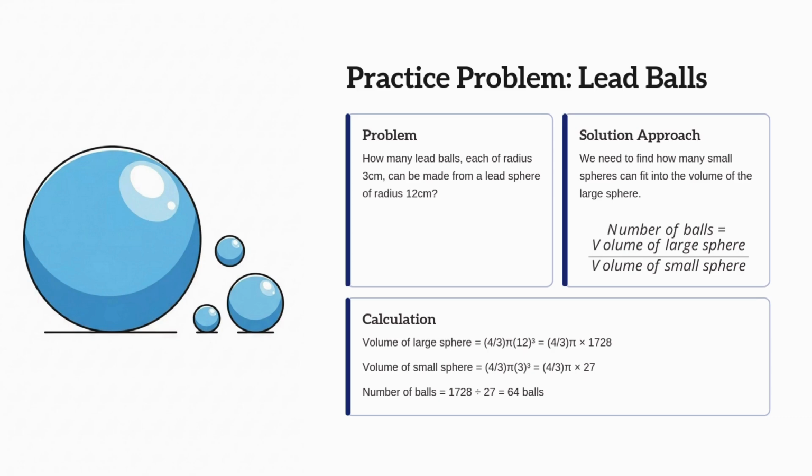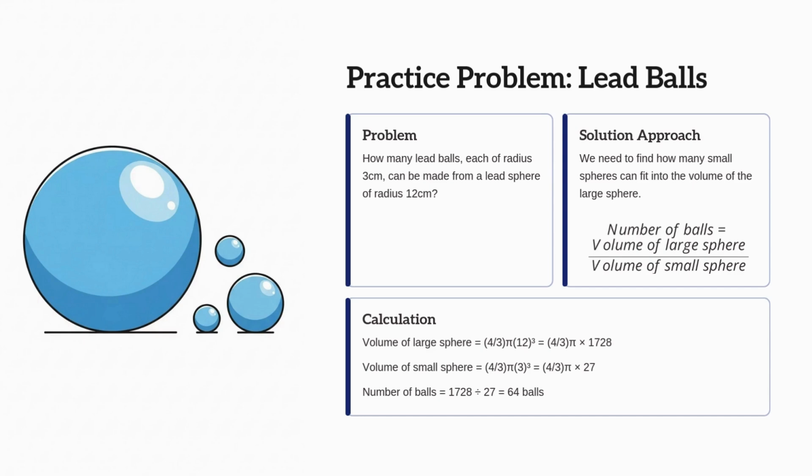Step 3. Volume of a small sphere. Again using the same formula, volume equals 4 over 3 multiplied by pi multiplied by radius cubed. For the small sphere, the radius is 3 centimeters, so volume equals 4 over 3 multiplied by pi multiplied by 3 cubed. 3 cubed is 27. So volume of a small sphere equals 4 over 3 multiplied by pi multiplied by 27.